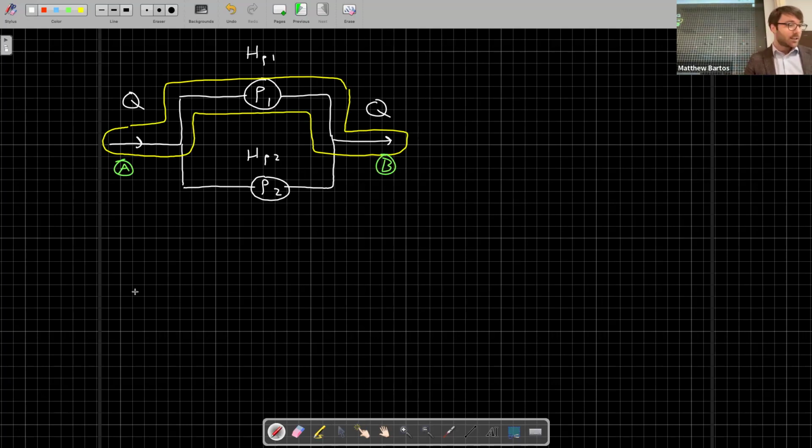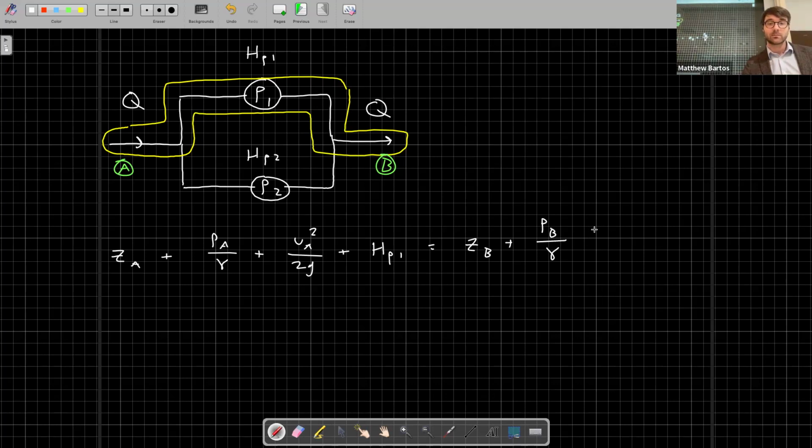So let's write out our full energy balance. We have ZA plus PA over gamma plus UA squared over 2g plus what else? HP1, the head imparted by pump 1. This is equal to ZB plus PB over gamma plus UB squared over 2g plus the head losses, I'll call it HL, from A to B1, the head losses over this upper path.